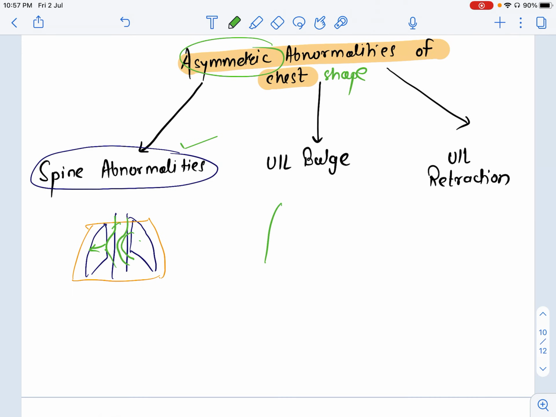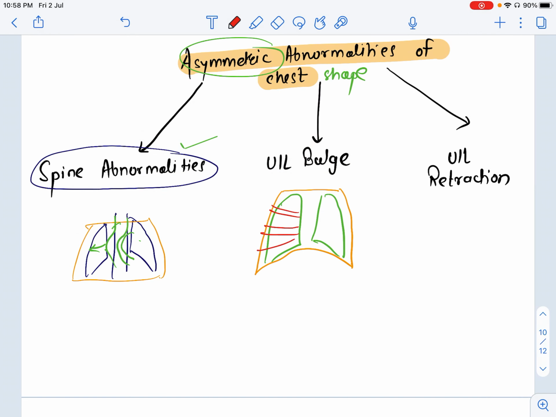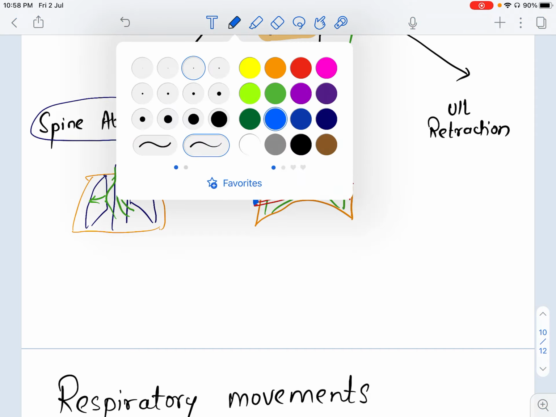Secondly, suppose this is your normal chest. Now imagine these are your ribs. So now if this side of lung is normal and you see a bulge only over this part, what do we suspect? This side of chest is normal, but this side of chest looks bulged. So there must be something inside the lungs, or inside the pleura, or on the chest wall that is causing this bulging. So what are the important causes?